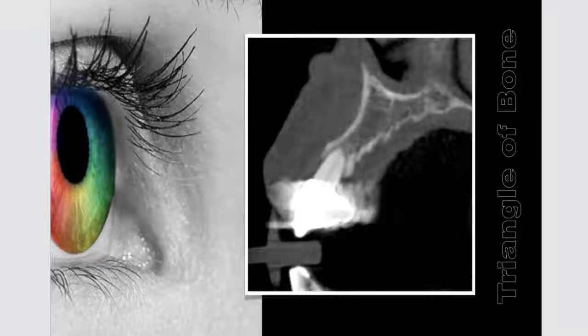Now let's go through a couple of determining factors here. Here you see a tooth within the alveolus. This is the reality of anatomy for this patient.